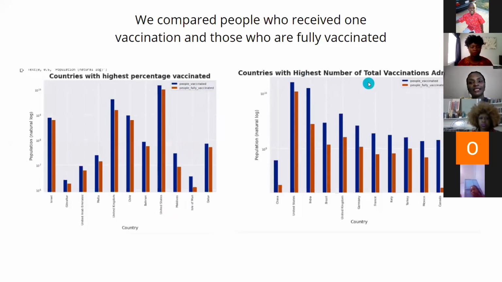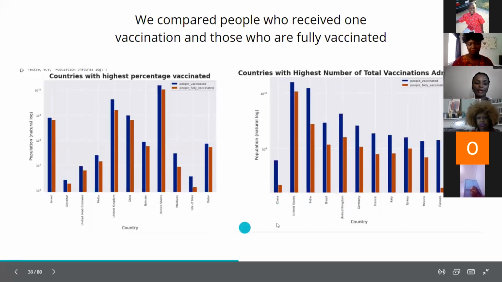For the countries with the highest number of total vaccination administered, the United States is leading with the people vaccinated, and India follows, the United Kingdom is number 3. And we can see that all this is represented.